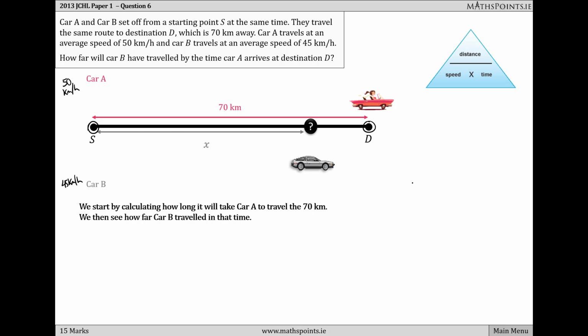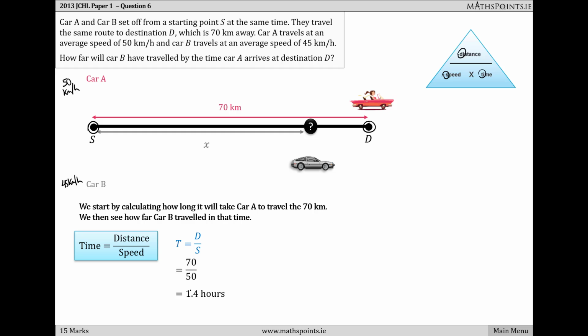So we have our famous triangle for calculating distance, speed and time. You might remember it from Dad's silly triangle. So initially we're looking for time. We're looking for how long it takes car A to travel the 70 kilometers. And so time is equal to distance over speed. So the distance travelled is clearly 70 kilometers and the speed is 50 kilometers per hour. And so if we divide 50 into 70, we get 1.4 hours.